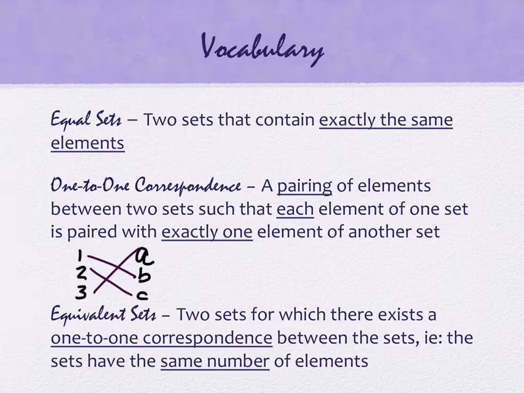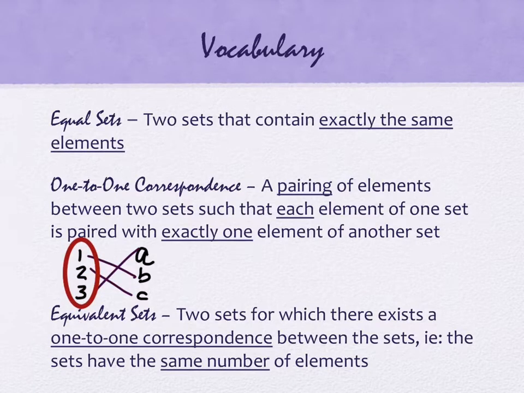Now, here's where the unfortunate usage of the English language comes into place, because for most of us, we probably thought until now that equal and equivalent were the same word. But they aren't in math. Equivalent sets are two sets for which there exists a one-to-one correspondence, i.e., the sets have the same number of elements.